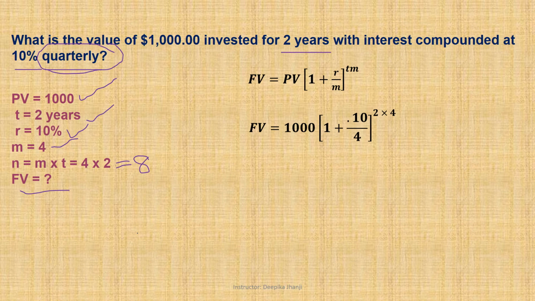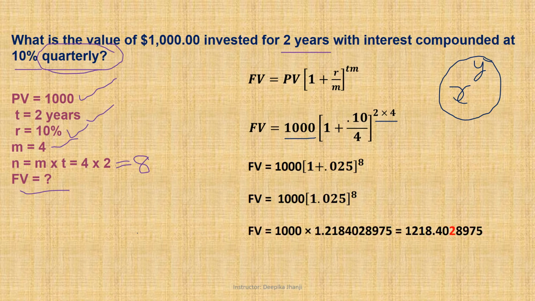Now the key to calculate this is start from point 10. Start from the innermost bracket, right? Okay, so starting from point 10, divide by 4, then plus 1, and then there is a key on calculator which says x raised to power y. So press that key, press that feature of calculator, and then press 8 times 1000. So you'll get FV is equal to 1218.4028975. This is what your calculator screen will display.